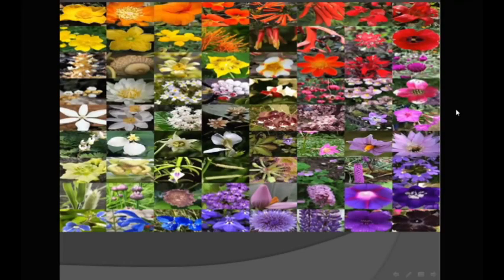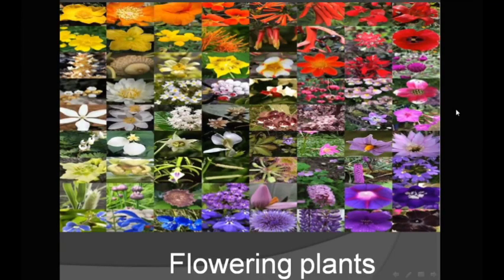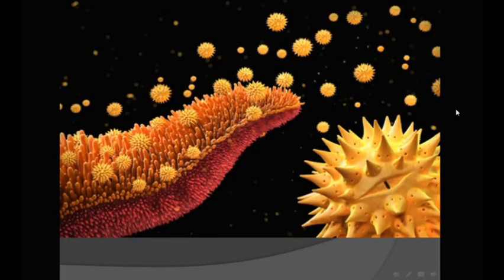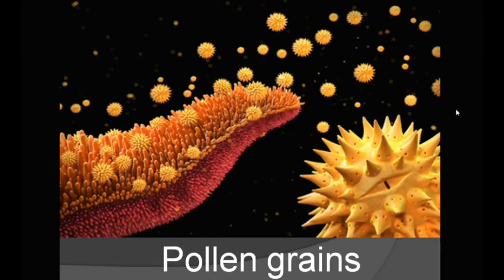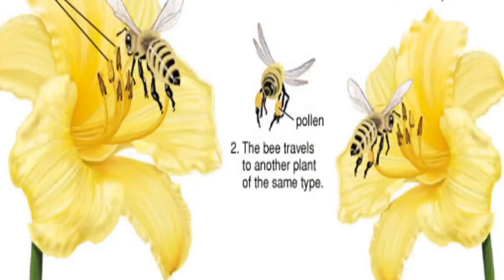Just have a look. What are these? These are flowers. Here we have flowering plants. The flowers produce something which is called pollen grains. Pollen grains? What does it mean? They are very small structures. They are carried by insects, birds, or the wind to other plants. As you see in this picture, they're carried by the bee here.